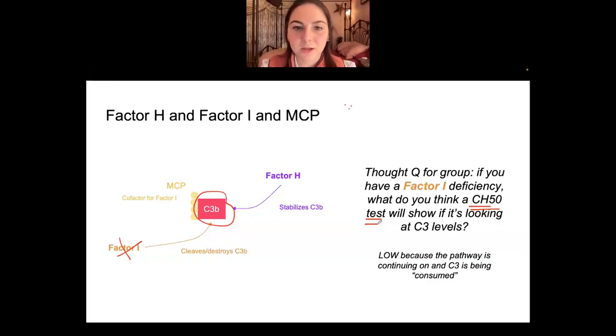Okay. So that's what these guys do. So all of these guys, I could have changed this to say factor H deficiency. I could have changed this to be an MCP deficiency. Any of these would have the same result, because they're all negative regulators of complement.